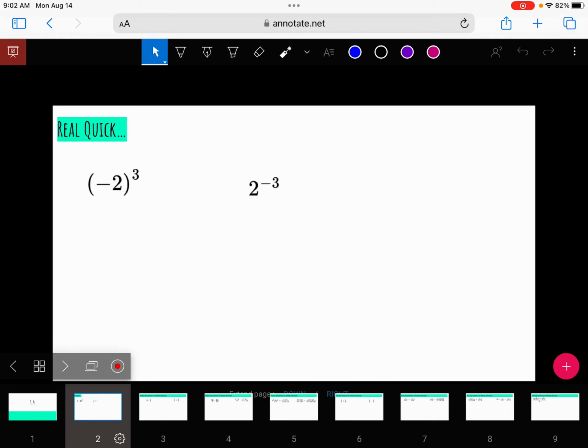Honestly, these were two of the most common mistakes that we had on the quiz. And they're little things. These are two little things. They're very, very similar, but they're not identical.